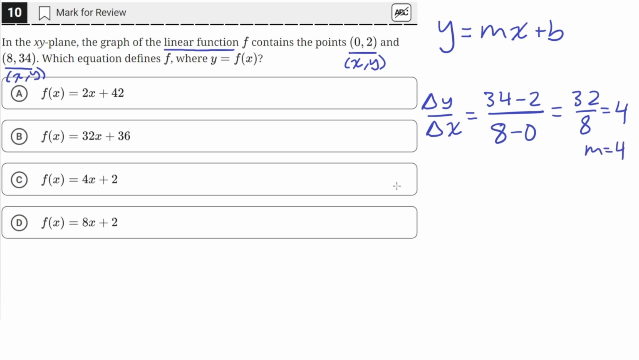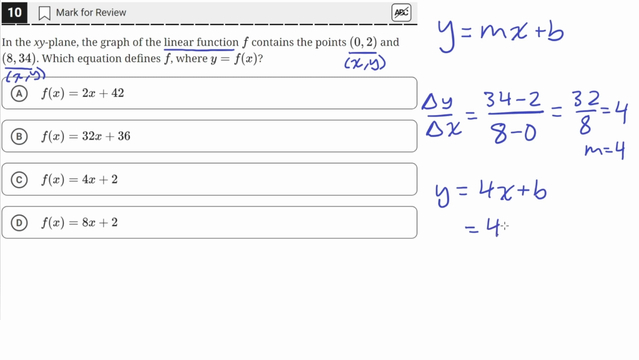And then the y-intercept, we can find that by plugging one of the points back into our equation, using the value of 4 for the slope. So we have y equals 4x plus b, where x is the x-coordinate and y is the y-coordinate, and b is the y-intercept. So let's use the point (0, 2). So we'll plug in 0 for the value of x.